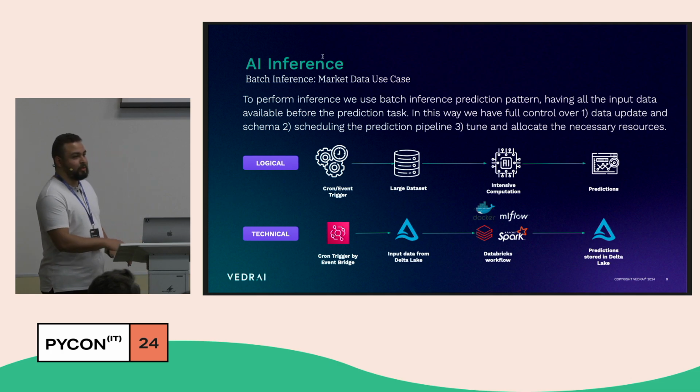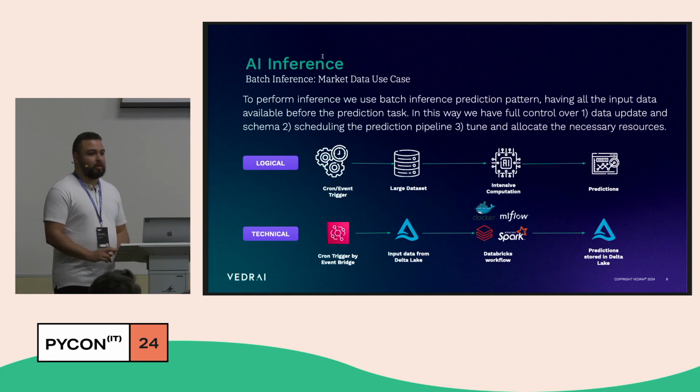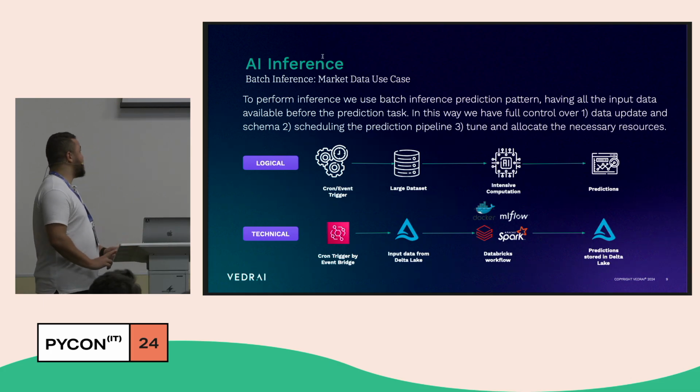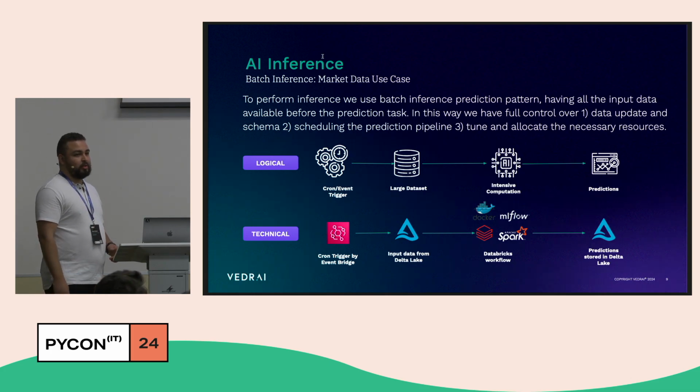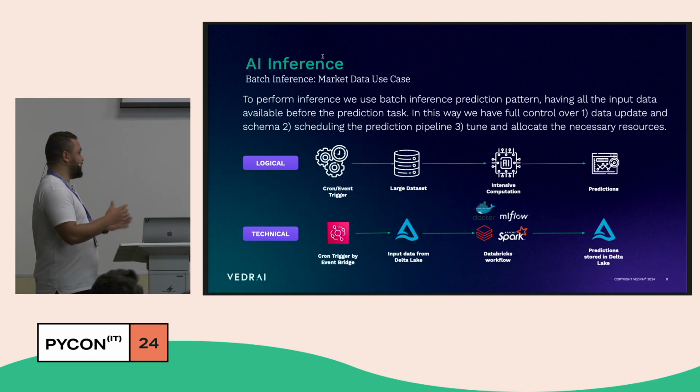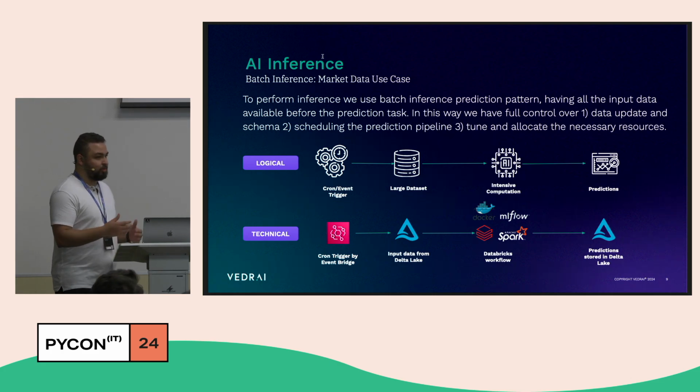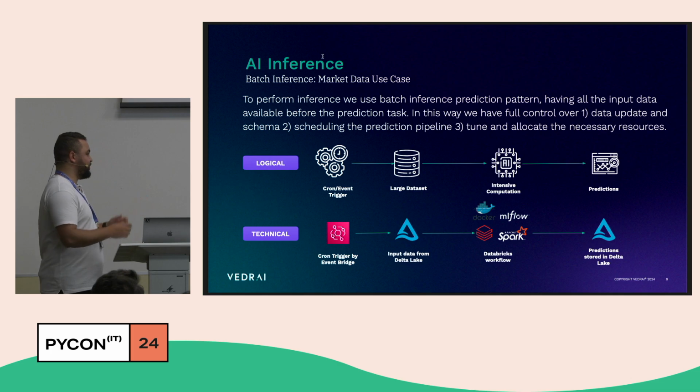For the inference part, we have different types of inference. The basic case is batch inference. For example, for external variables, the variables are scheduled for each month, each week, each day. So we know exactly when we need to do inference. The data are already built, so we don't need to wait for the ETL part.